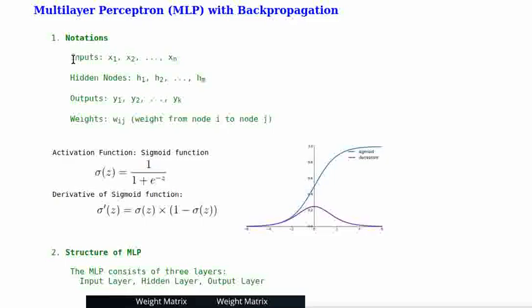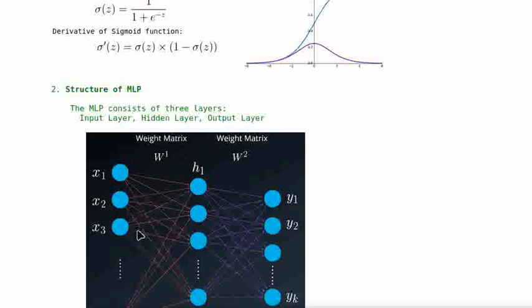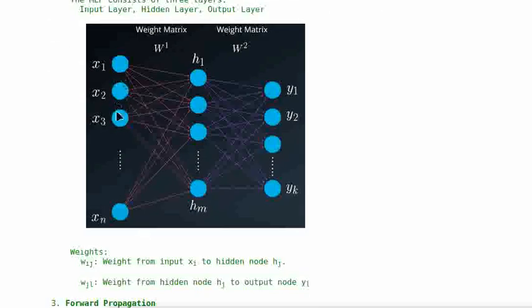Here are the notations. The inputs are x1, x2 all the way to xn, like what this diagram shows. x1 to xn are the inputs and we have the hidden nodes h1, h2 and so on, as shown here. Each node is a neuron. This is an input neuron, this is a hidden neuron, and this is an output neuron, and each neuron has a value. Outputs are y1, y2 up to yk. The weights from xi to hj is wij, and from hj to yl is wjl.